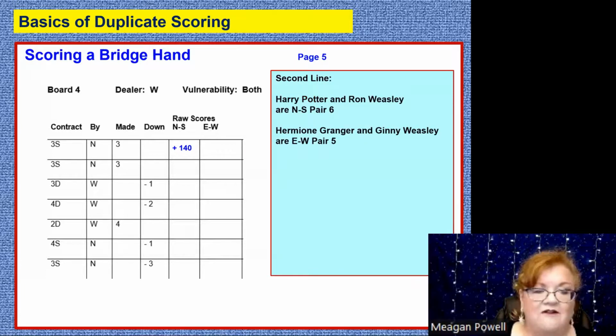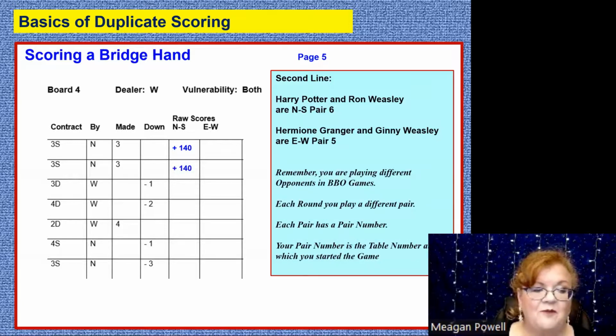If we go to line 2, Harry Potter and Ron Weasley are north-south. They played against Hermione Granger and Ginny Weasley. They have their own pair numbers, right? Now, in this case, it's the exact same contract, isn't it? And the exact same outcome. So nobody should be surprised that it's the exact same positive score in the north-south column on line 2. Remember, you play different opponents on every round. If this were board 9, Harry and Ron would still be seated north-south at table 6, but they would get a different set of opponents, a different east-west pair number.